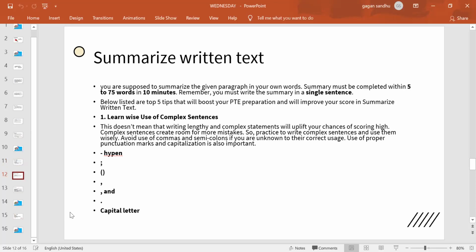So when we are doing Summarize Written Text, we have to make a summary of the given paragraph in our own words. That's the task here.